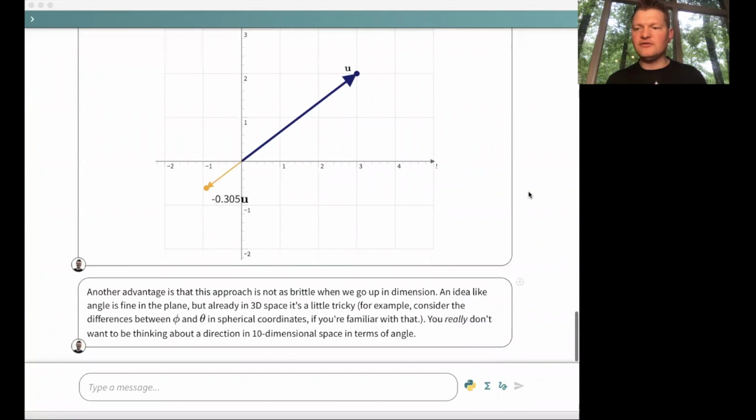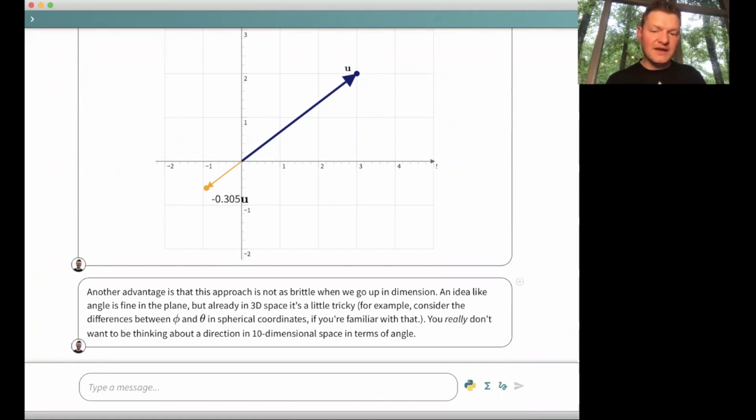Another advantage also explains why y equals mx plus b is more favored when you're first learning about linear systems: the concept of angle doesn't work so well when you go up in dimension. An angle of a line in the plane is fine. You just measure this angle right here. It's a single number, and it tells us the direction of the line. That's fine.